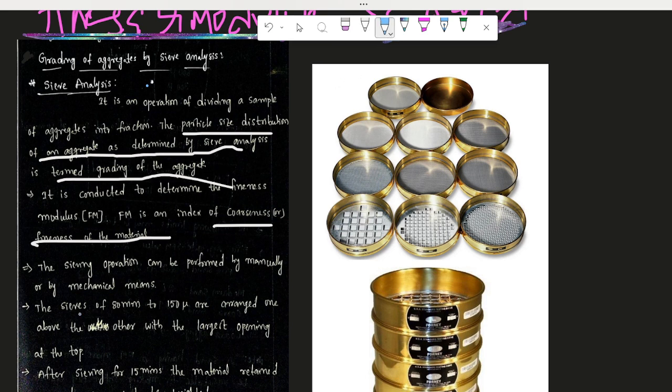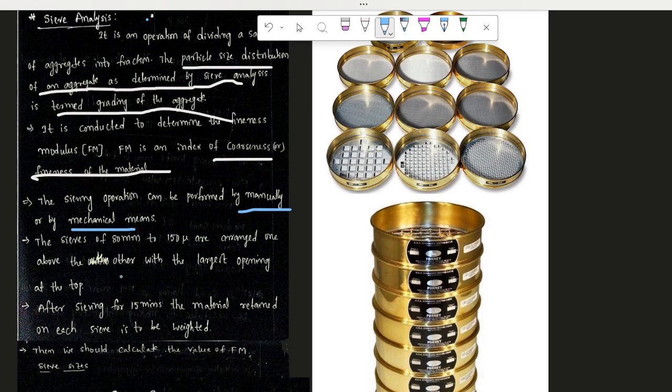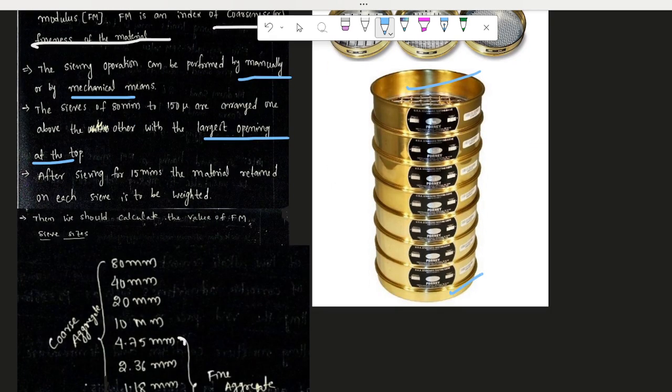Sieve operation can be performed manually and by mechanical means. The sieves of 80 mm to 150 microns are arranged one above the other, with the largest opening at the top and the smallest opening at the bottom. After sieving for 15 minutes, the material retained on each sieve is weighed. Then we calculate the value of the fineness modulus.